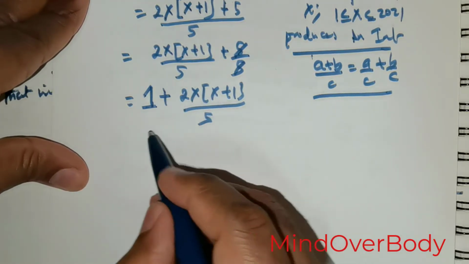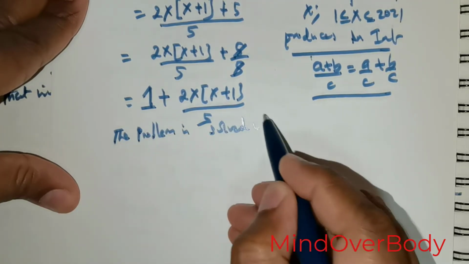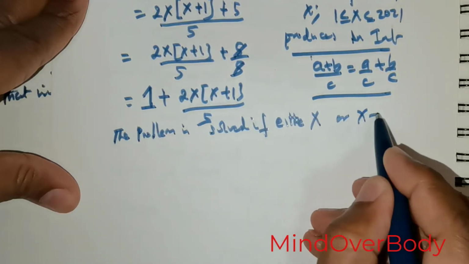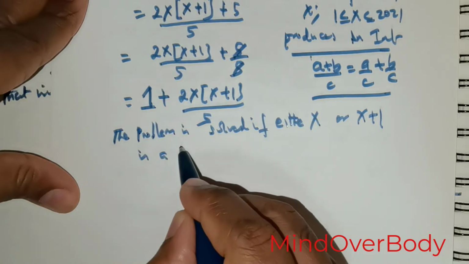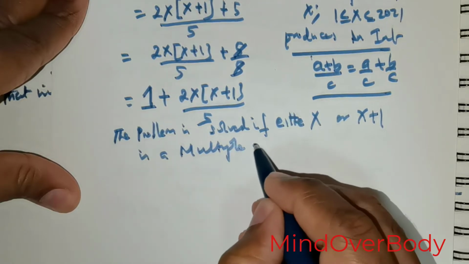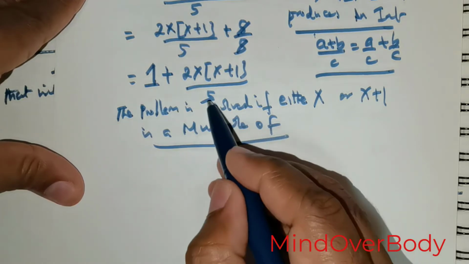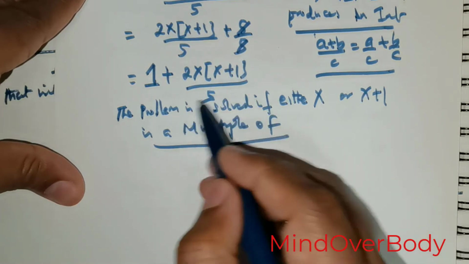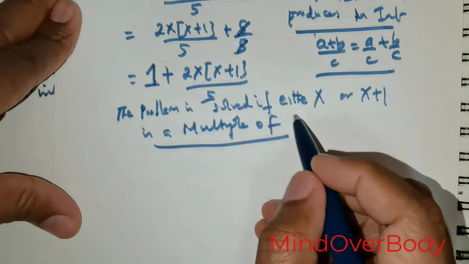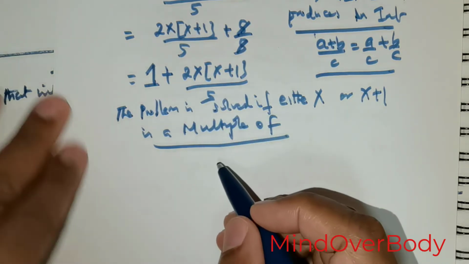Now the question is solved if either x or x + 1 is a multiple of 5. Because if it is a multiple of 5, clearly 5 can easily divide it. So that would mean this is going to be an integer, and an integer added to an integer gives an integer. And that value of x which produces that integer will be accounted for.